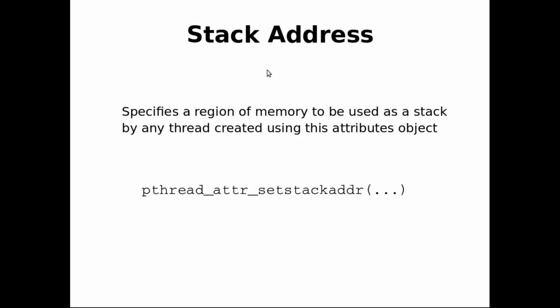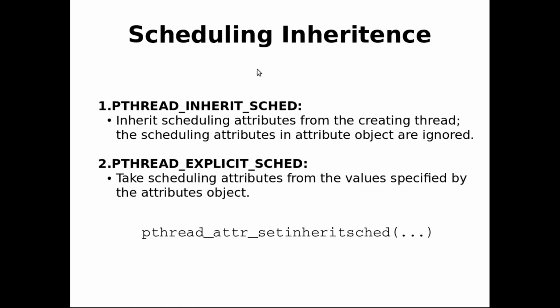The next attribute is the stack address. And the stack address specifies the memory that will be used as a stack for the thread. So which part of the memory, which memory address will be used, starting at which memory address the stack will be allocated. And the attribute can be modified using the set stack attribute function.